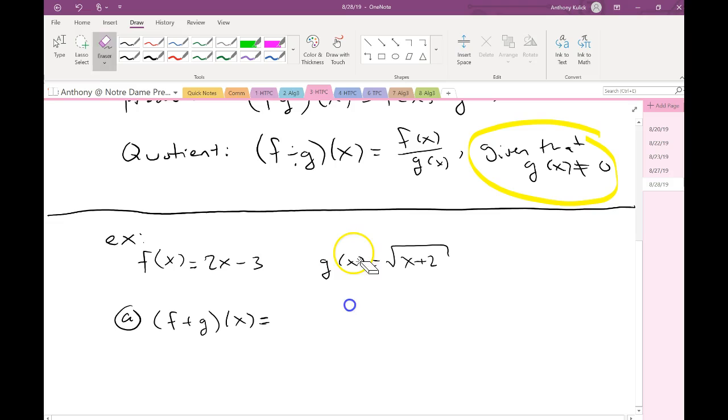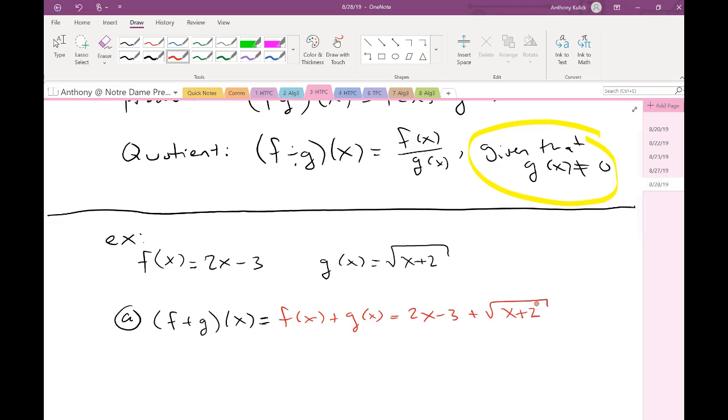Actually, let's do a different color here. Let everybody that's looking at these notes know that we have a question and an answer. We can just do f of x plus g of x. So when I substitute in the expressions, I know f of x is 2x minus 3, and g of x is the square root of x plus 2. And the only thing left now to do is any kind of simplifying or combining of like terms.